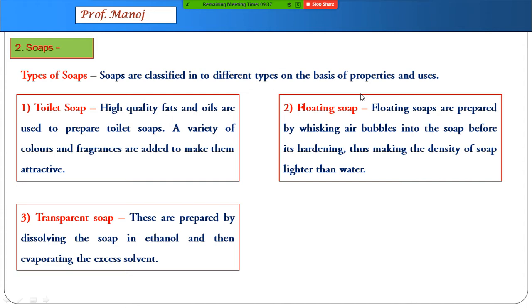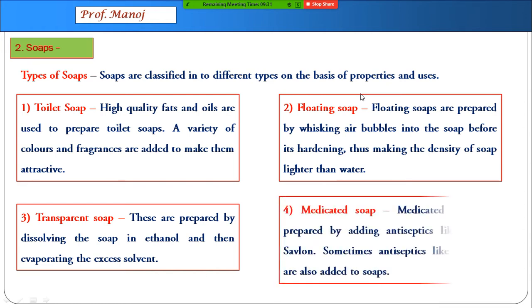One of the most famous transparent soaps everyone knows is Pears soap. These brands are transparent soaps and they are made using excessive ethanol. Fourth is medicated soap, such as Dettol, Savlon, Lifebuoy. These contain different kinds of chemicals depending on the usage.